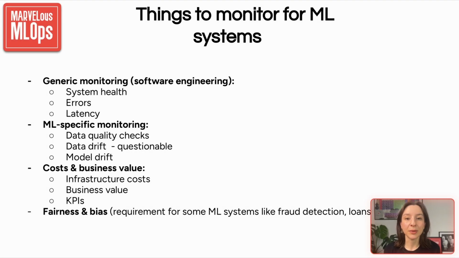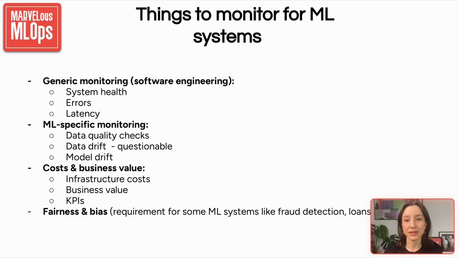Let's start with talking about what things to monitor in an ML system. First, the generic monitoring. These are the standard checks you would have in any production system. System health. Are all services up and running? Are there any signs of CPU or memory pressure? Errors. Are we seeing spikes in exceptions, failed API calls, or timeouts? And latency. How quickly is the system responding? For real-time systems, even small increases in latency can degrade user experience or downstream processing.